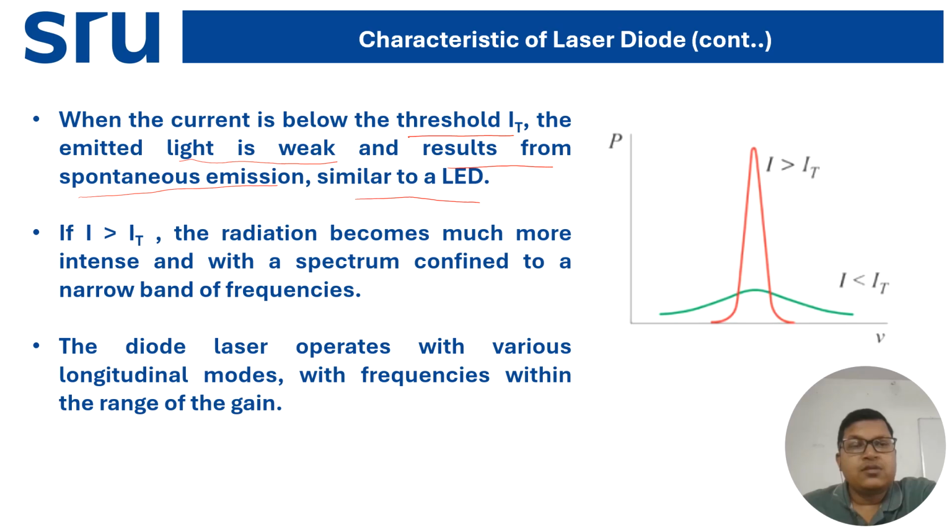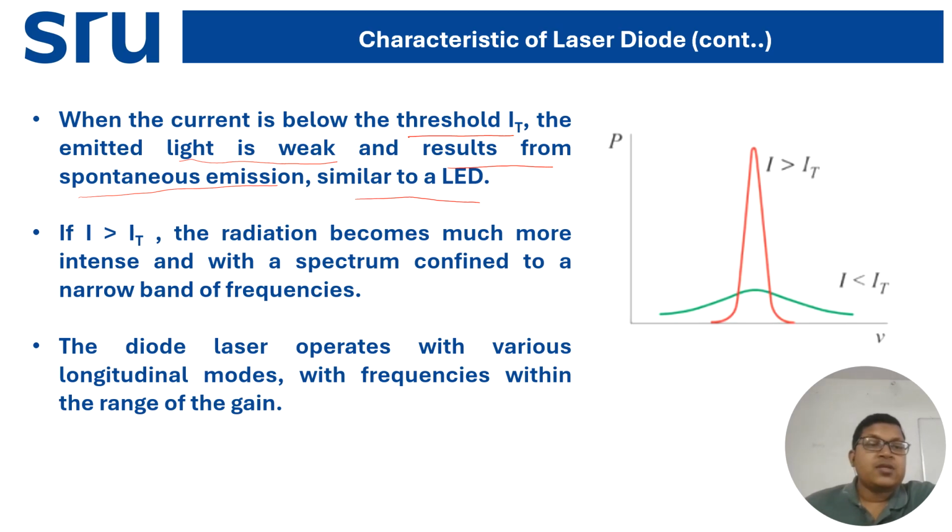Because of this, the light emitted is weak, and obviously it is from spontaneous emission, so the emission capability is less, similar to the LED. The basic difference is that in the laser the lasing action happens. Because of this lasing, it is different from the LED. Otherwise, LED also emits light and laser also emits light. The difference is that the laser gives focused and coherent beams.